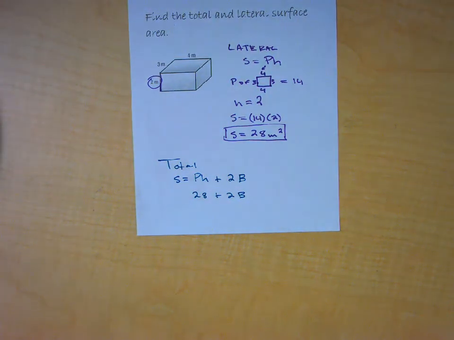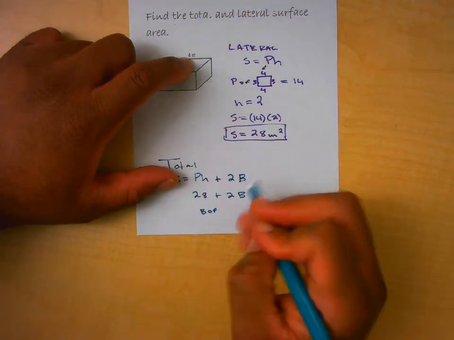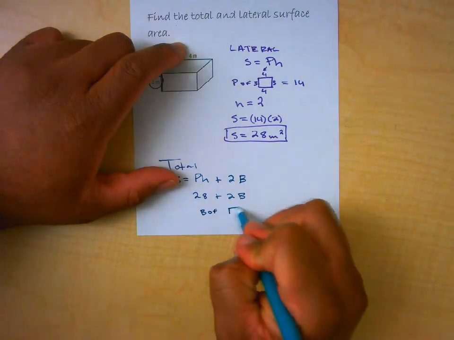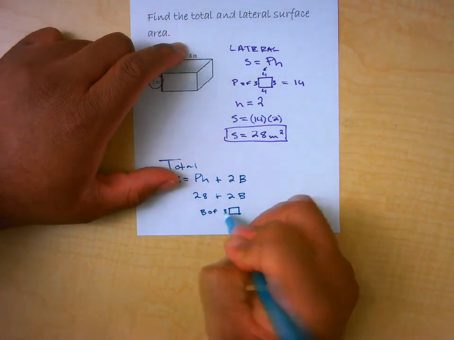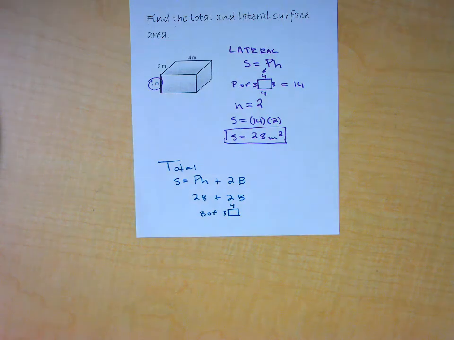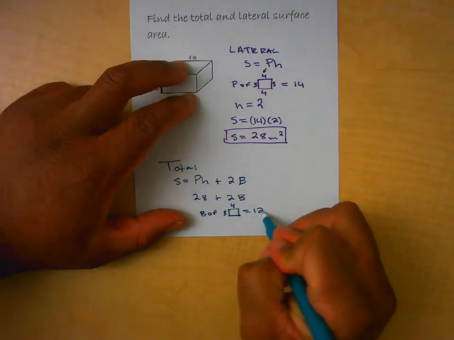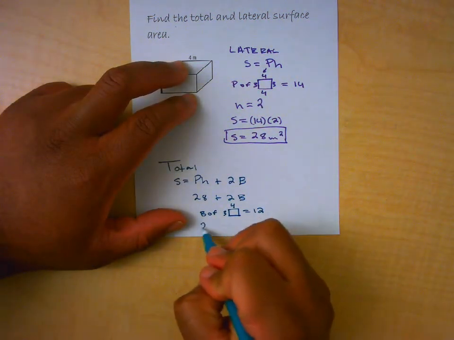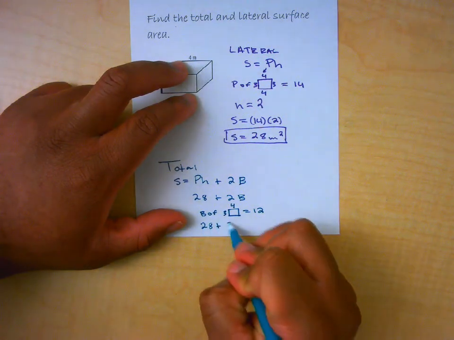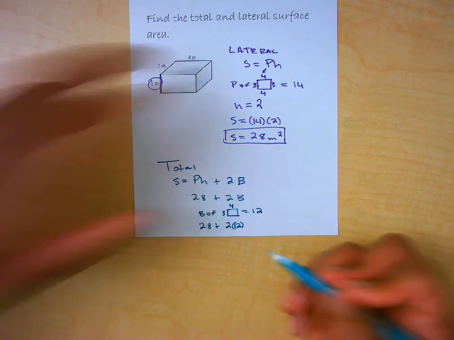So I'm going to come down here and say the B of a rectangle. This is 3 and this is 4. How do I find area of that base? 3 times 4. Just find the area of the rectangle. 3 times 4 is 12. So I can rewrite this as 28 plus 2 times 12. Does that make sense?